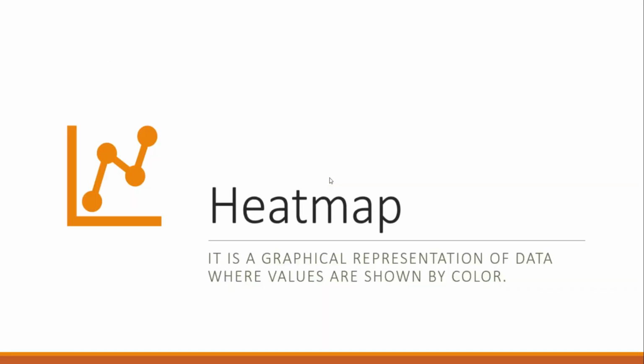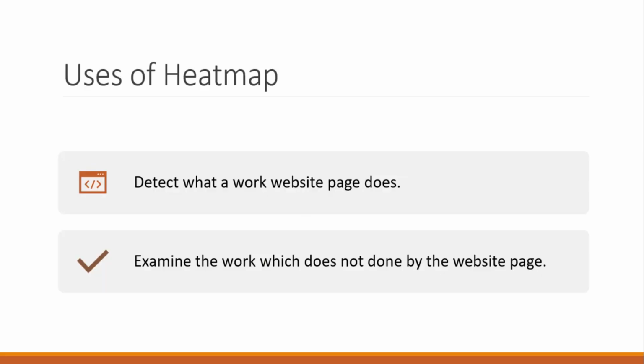A heat map is a method used for data visualization and it is a graphical representation of data where values are shown by the color. And we use the heat map in the following cases. The heat map is used to detect what works on a website or a product page, and it is also used to examine the work which is not done by the website and the product page. For example, it is used to visualize the most popular and unpopular elements of the site web page content.